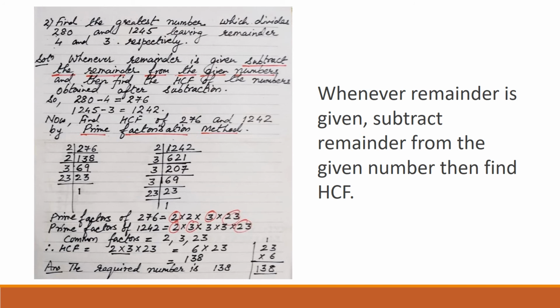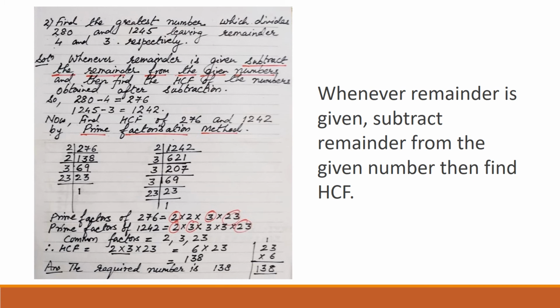Now is 69 divisible by 2? No. Is it divisible by 3? Yes. You can sum the digits and see. 9 plus 6 is 15. Yes, 15 is divisible by 3. So 69 is also divisible by 3. 3 twos are 6, 3 threes are 9. Now 23 is a prime number, so 23 ones are 23.